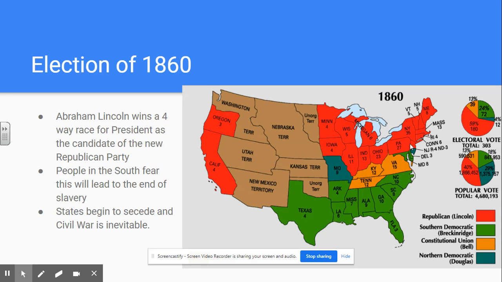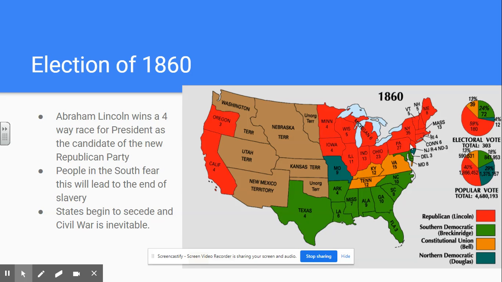Election of 1860. The 1860 general election had four major candidates running for office, showing how divided the country was. All four candidates received electoral votes, but Republican candidate Abraham Lincoln received the majority of electoral votes despite failing to win any Southern or slaveholding state. Lincoln's Republican Party was a new party, and many Southerners feared Lincoln and the Republicans would try to end slavery.